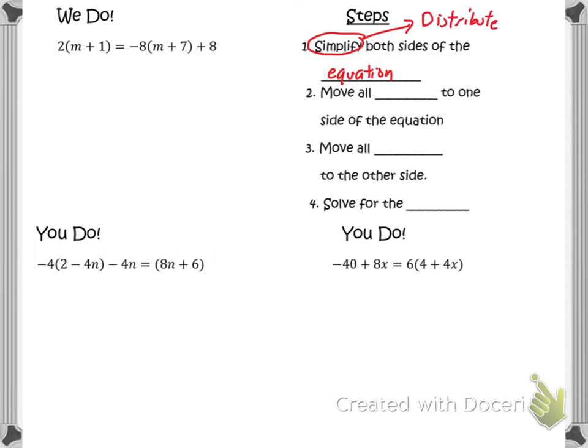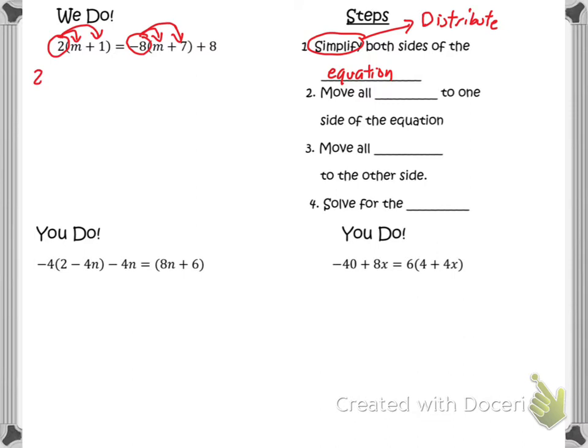So let's look at the we do. I do see two forms of distribution. This one and this one. Notice that negative 8 doesn't go out to the positive 8 because that positive 8 is not inside the parentheses. So we're going to go ahead and distribute and simplify both sides of the equation. So go ahead and do that.